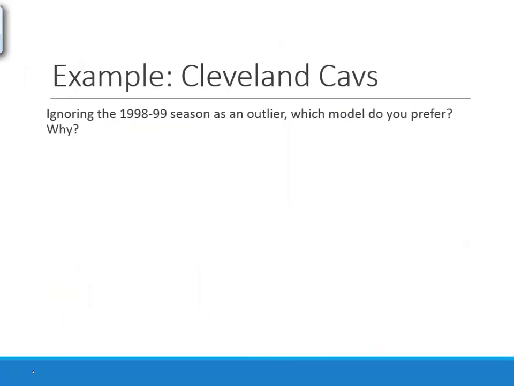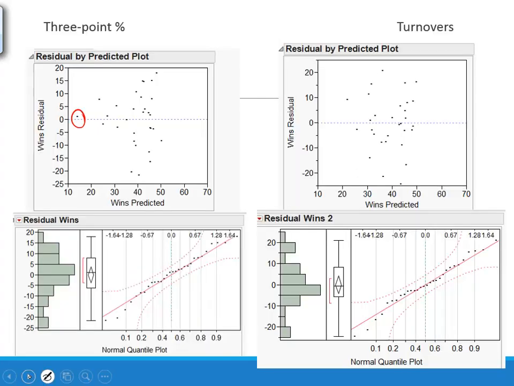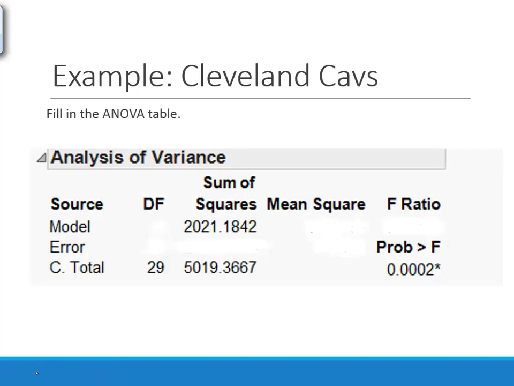Okay, so ignoring that one season as an outlier, we'll go with the 3-point percentage model here. On your homework, I ask you to fill in the regression table, and fill in the ANOVA table, the analysis of variance table. I think I've given you results that look sort of like this. So we need to fill in 5 things here. And how can I go about doing that?